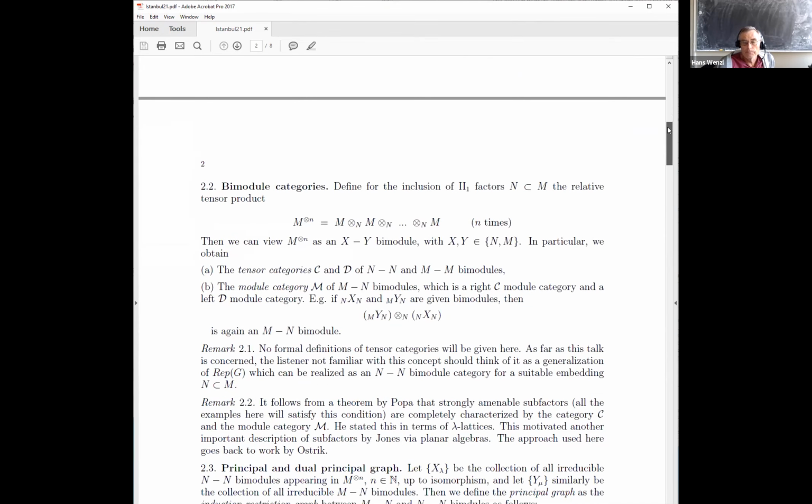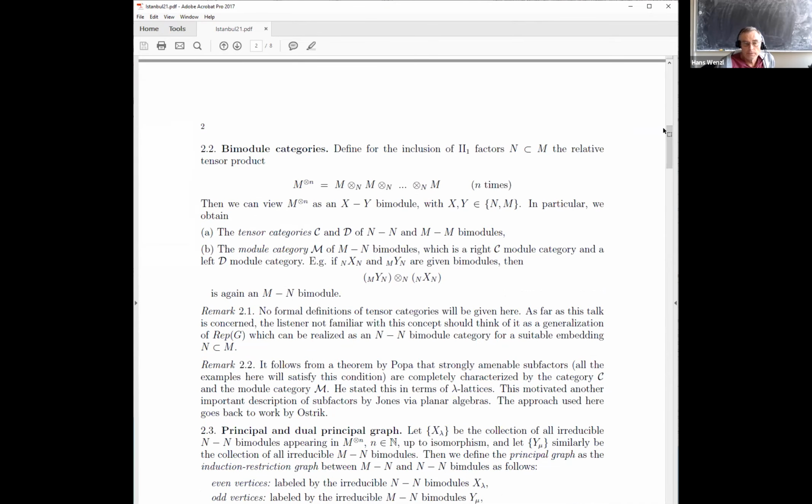Now, to get more interesting examples, one considers what used to be the Jones tower, at least Sorin referred to it as the Jones tower. But here I use a slightly different presentation, namely I take the relative tensor product of M with respect to the subfactor N. And of course I can do it more than once, so I could take it n times. So I consider these tensor products.